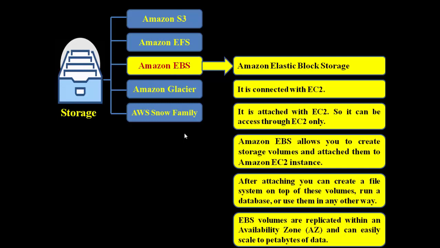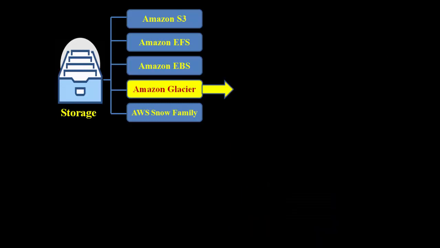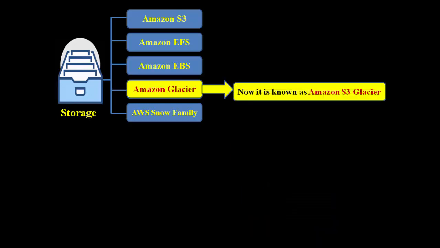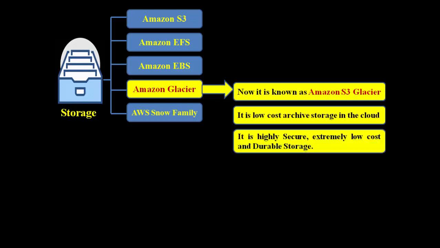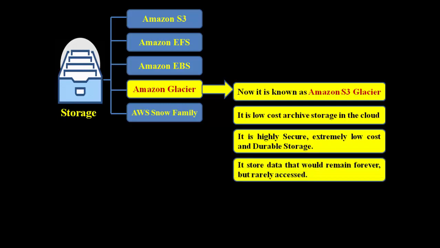Now next, that is our Amazon Glacier. This Amazon Glacier is nowadays known as Amazon S3 Glacier. Now it is attached with our S3, so it is known as S3 Glacier. It is low cost archive storage in the cloud. It is highly secure, extremely low cost and durable storage. It stores data that would remain forever but is rarely accessed. What is the basic purpose of Amazon Glacier?